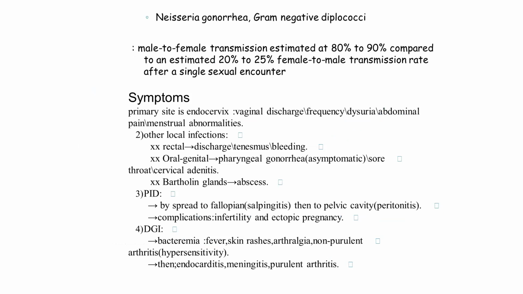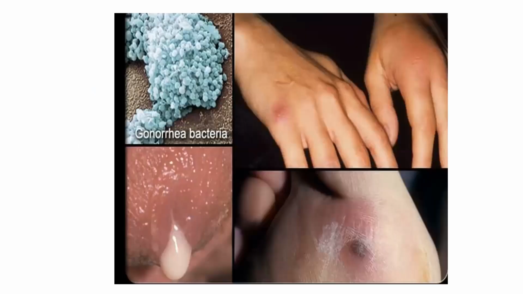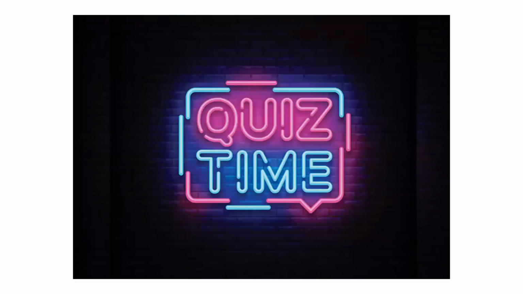And this is Neisseria gonorrhoeae, the last of all the sexually transmitted diseases, caused by gram-negative diplococci. Male to female transmission is more. And in the females, the primary site is endocervix, which can lead to pelvic inflammatory disease and even disseminated gonococcal septicemia and infections like endocarditis, meningitis, and purulent arthritis. This is a picture showing typical purulent penile discharge.